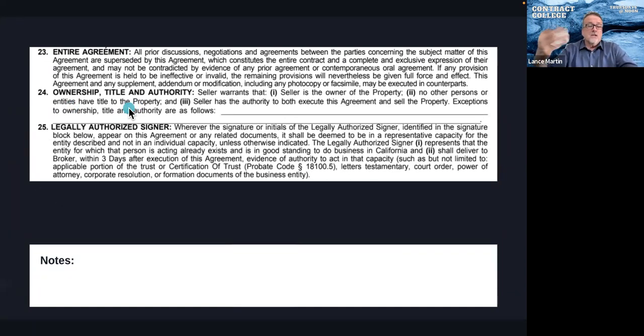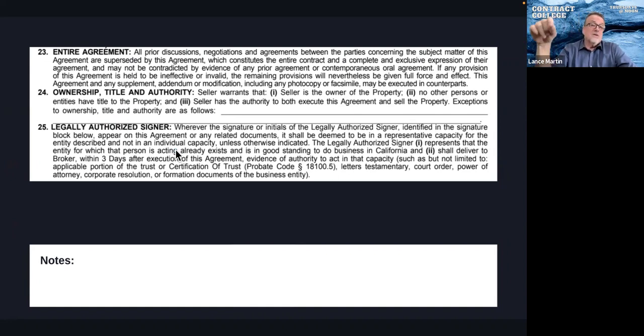This in effect says that the seller owns the house. Probably a conversation that should have been had a little earlier in the process, but yes, I own it. I have the authority to sign it, and there's nobody else that we have to worry about to get their signature in order to move forward. Who is the authorized signer? Generally speaking, we're talking about trust or probate or whatever it happens to be. So you're legally authorized to sign the property.